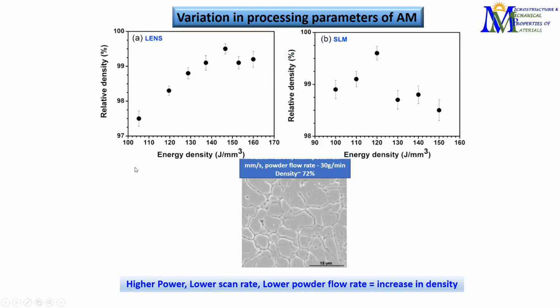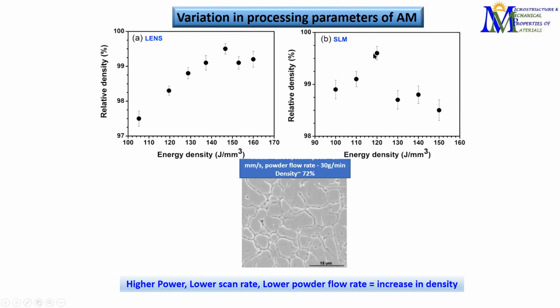You can see that this is the density that is formed by the LENS and the SLM process if we are varying the energy density. Now, the combination of these parameters, like power, scan rate, as well as powder flow rate, will lead to different values of energy density. So if we vary the energy density, the relative density also varies, and we end up having higher density if we keep on using higher and higher energy density during the preparation process itself.